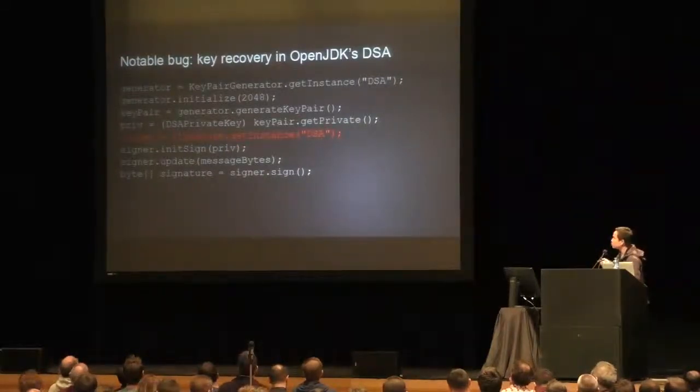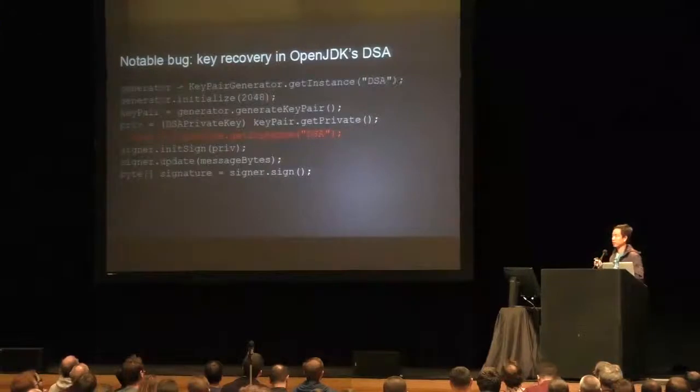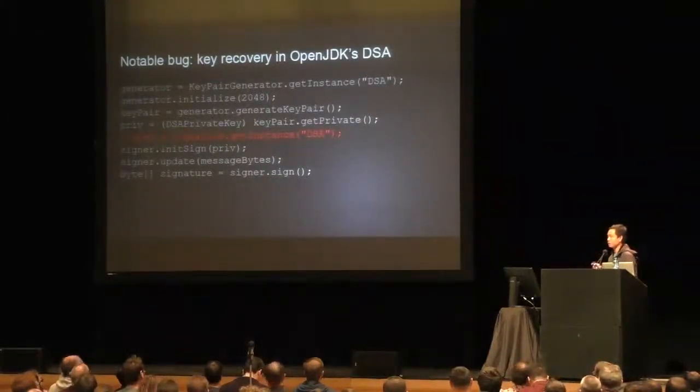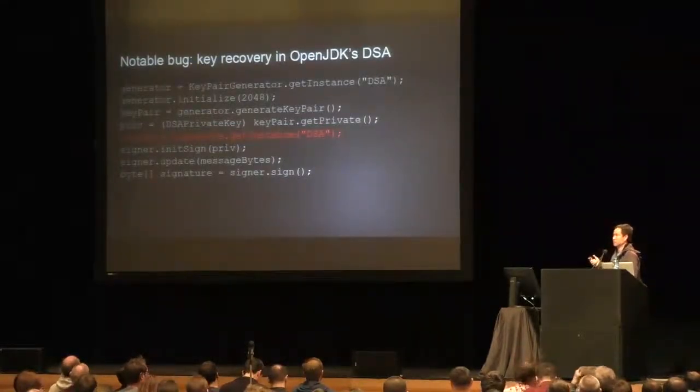The problem is, if you initialize the signature object like this, OpenJDK will always generate the nonce using 160 bits only. That means the nonces are heavily biased. And that means you can easily recover the private key using lattice techniques just by observing 3 to 5 signatures. And this is a critical problem because DSA is still used a lot in many other places.